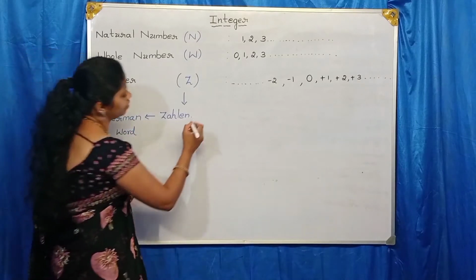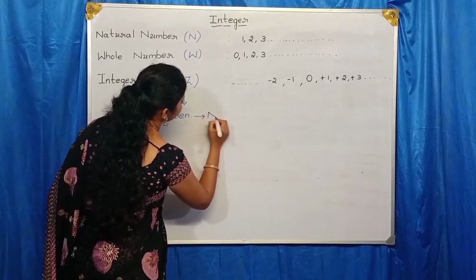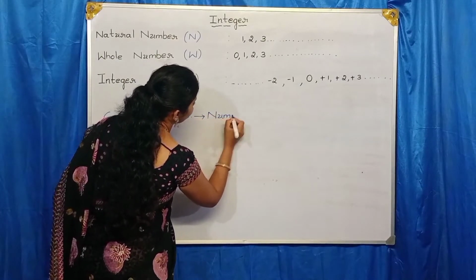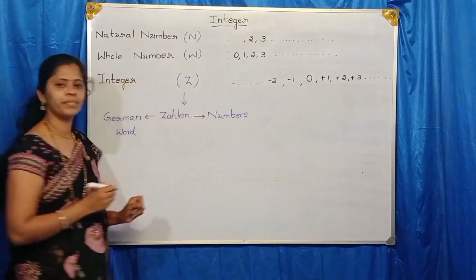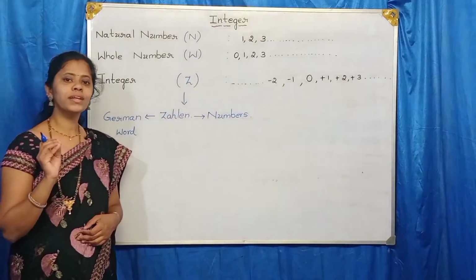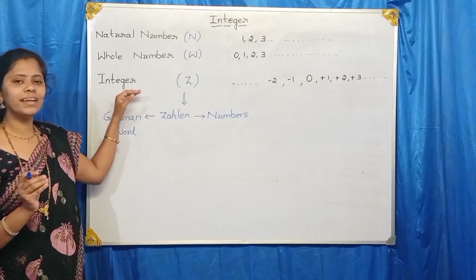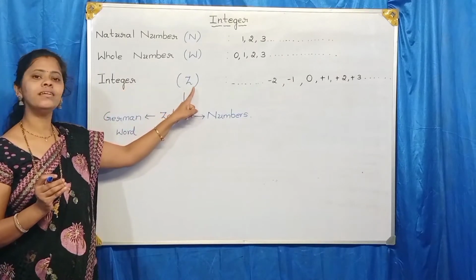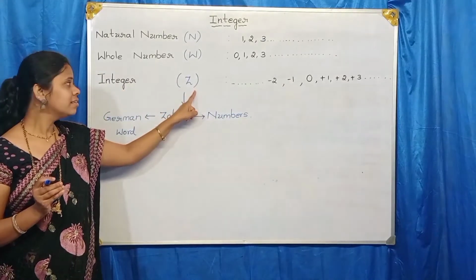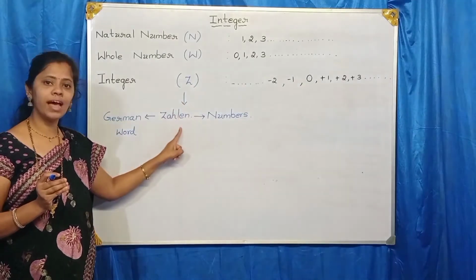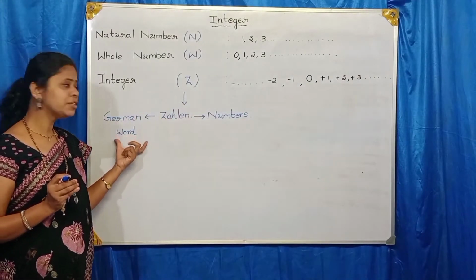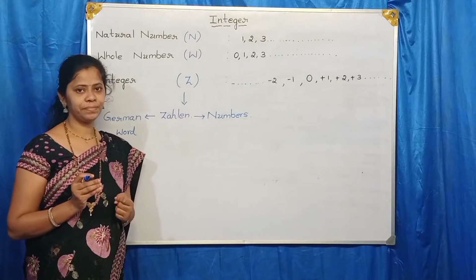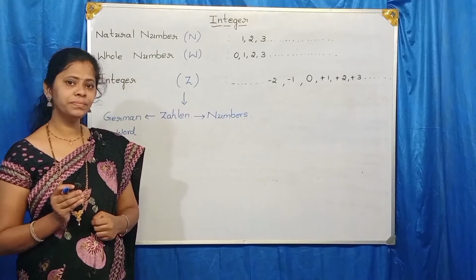And it means numbers. Let me tell you clearly. Integer is represented by a capital letter Z and it came from the word Zahlen, and Zahlen is a German word which means numbers. Is it clear to you?